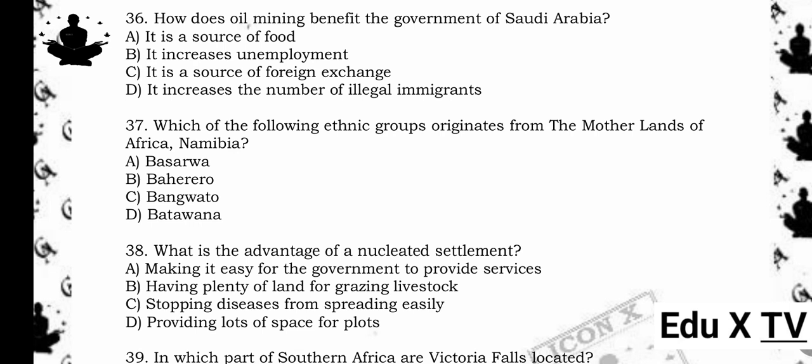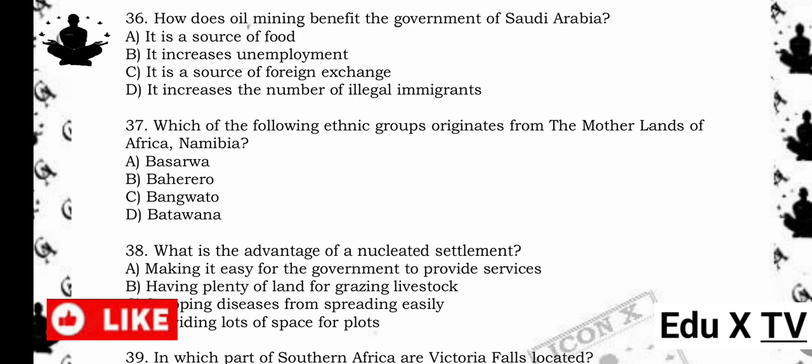Reason being, oil exports earn foreign currency for the government. 37. Which of the following ethnic groups originates from the motherlands of Africa, Namibia? A. Basarwa. B. Baherero. C. Bangwato. D. Badawana. The answer is B. Baherero. Reason being, the Herero people originate from Namibia.